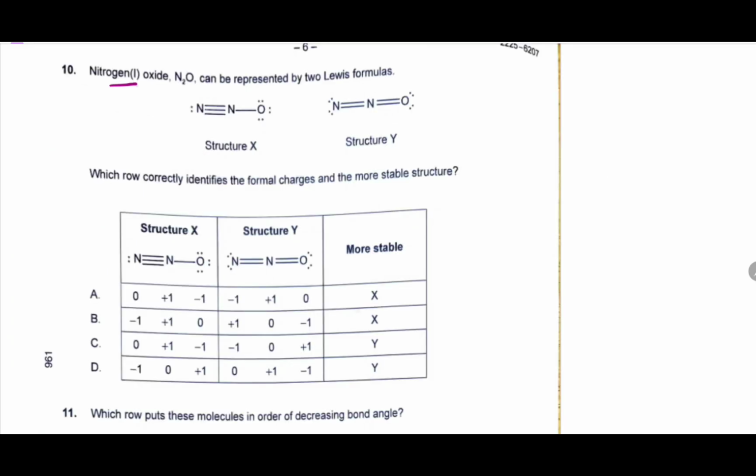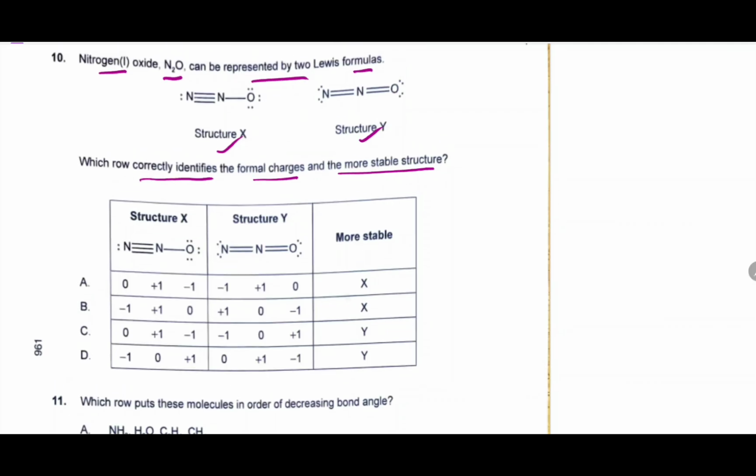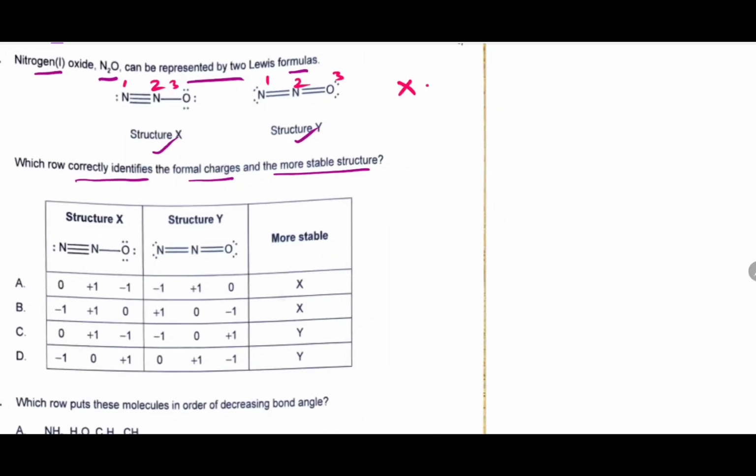Question 10 says nitrogen(I) oxide, N2O, is represented by 2 Lewis formulas. These are the structure X and structure Y, 2 formulas. Which row correctly identifies the formal charges and the more stable structure? Okay, so we have to find out the formal charge and the more stable structure. For finding the formal charge, I am numbering the atoms 1, 2, 3 for each structure. For structure X, if I want to find out the formal charge on atom number 1, which is nitrogen, what's the formula for formal charge?